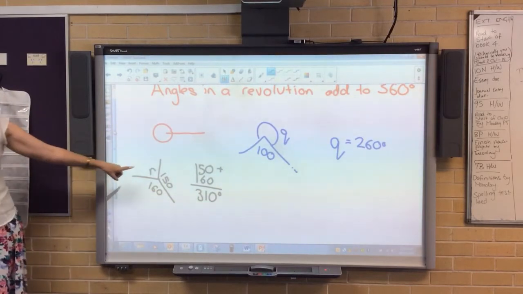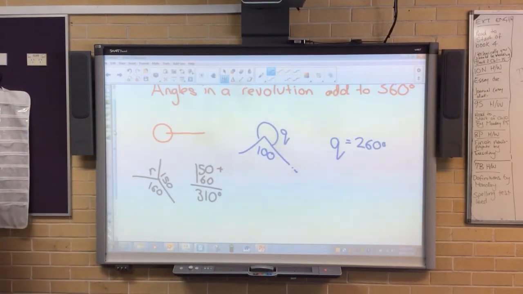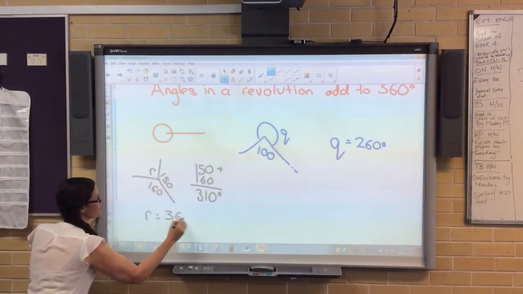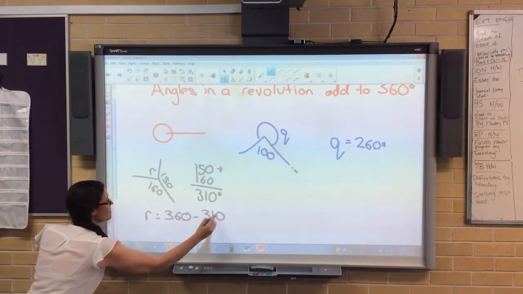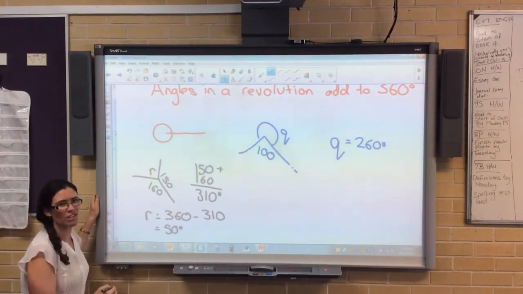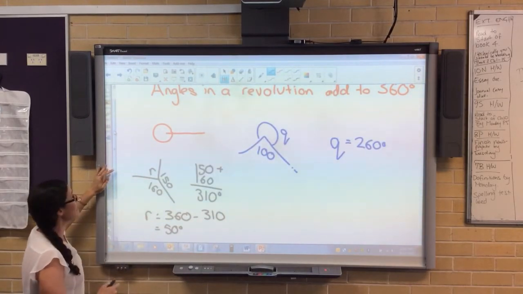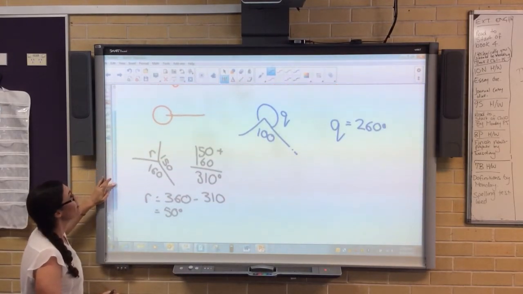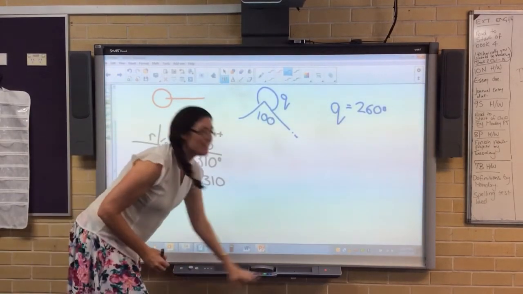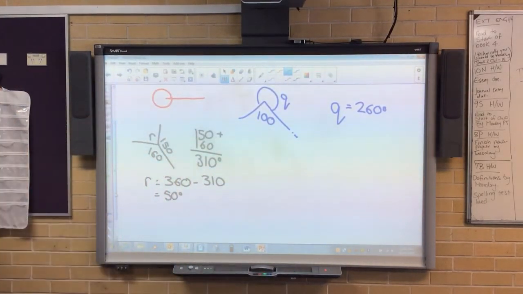Oh, my picture's really bad. R has to make sure that the whole thing's 360. So R would equal 360 minus 310, which is 50 degrees. That's a really bad picture. That doesn't look like 50 at all. But pretend it is. We'll call it not to scale. Not to scale means Mrs. Andrews didn't do a very nice picture. Okay, so if I write not to scale, it means don't use your protractor. My pictures are really bad. So these are a bit trickier, aren't they?